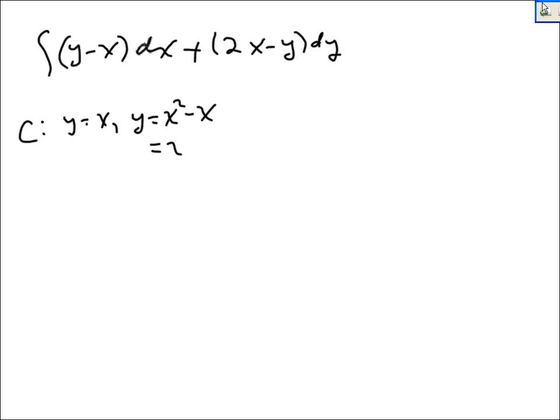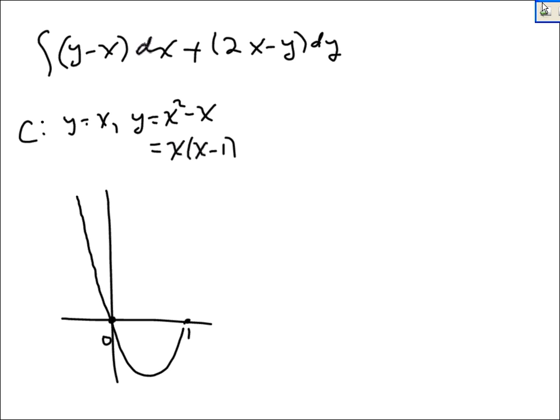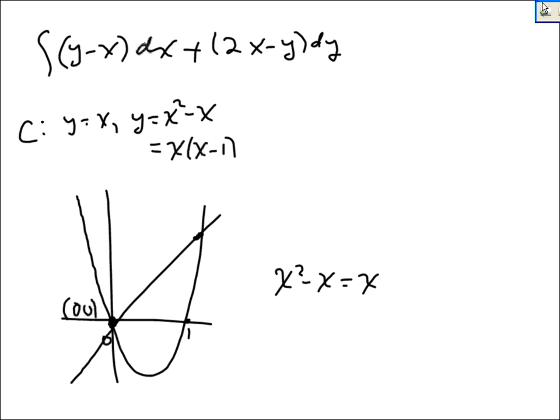So let's graph this. Can factor out an x here. So now I know the zeros. It's a 0 at 0 and at 1. And it's a positive x squared, which means it goes this way. And y equal x, of course, goes this way. And they intersect at 0, 0, and wherever else the two y values are equal.